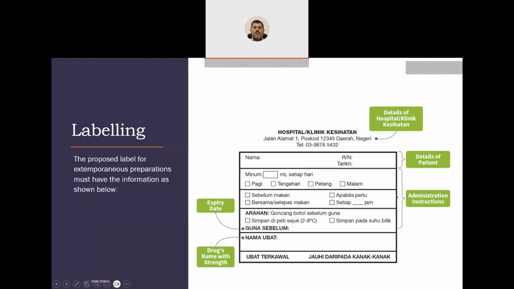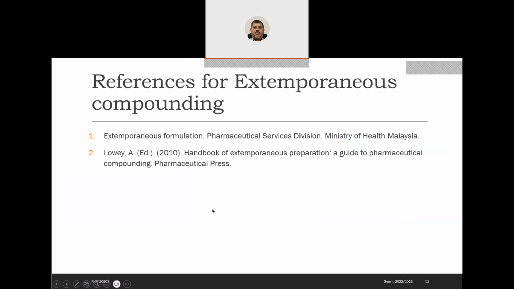And this is the last thing, the label. You can prepare a label. This one from the Malaysian guidelines should include details about the hospital, the patient name, patient details, and the medicine details: name, strength, and how to use, the instructions. And the expiry date should be there, most important, the expiry date. So you have details of the hospital or clinic, details of the patient, administration instructions, the drug's name with strength, and expiry date.